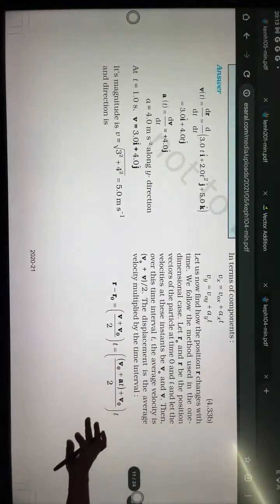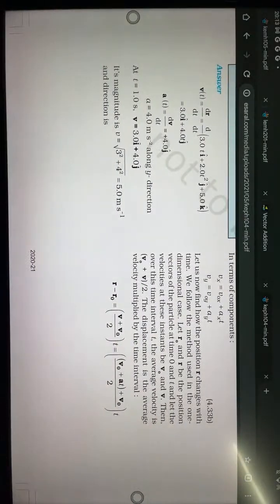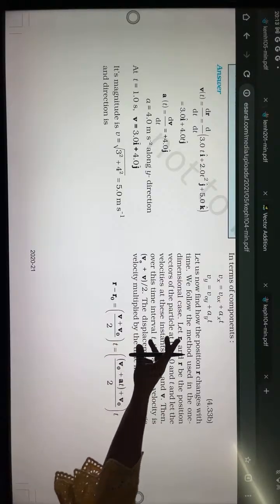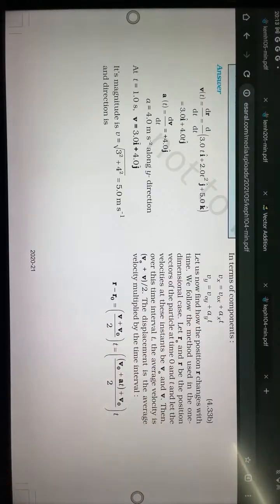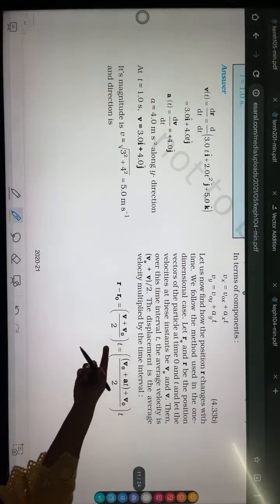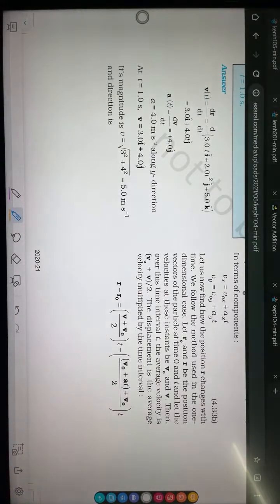Is it clear for you? Okay, then what is this? What is R minus R naught? You know the average velocity, right? So this also we have learned. Where have we learned it? So how will it be? How can we achieve this? Average velocity. Do you remember that?